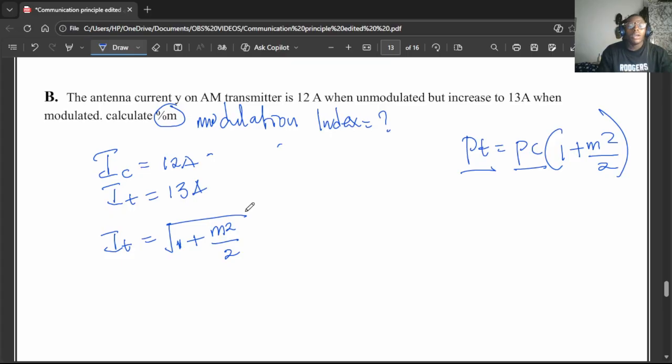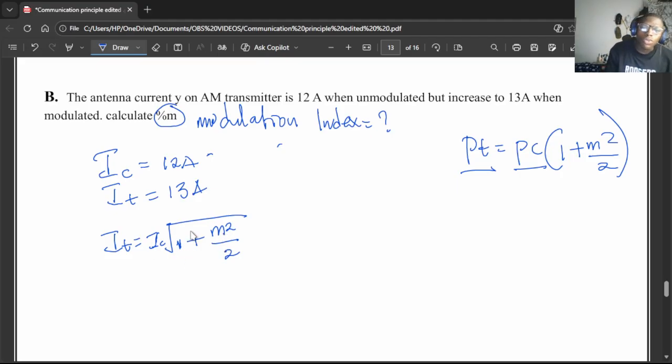Sorry, something is missing, and what is missing is IC. Remember, the power equation has PC, so here it should be IC. So you have IT equal to IC multiplied by the square root of 1 plus M square divided by 2, where M stands for your modulation index.